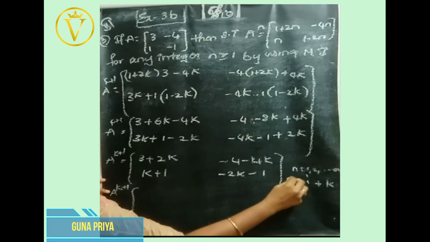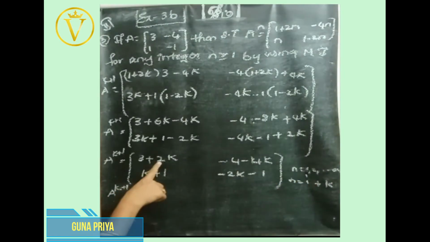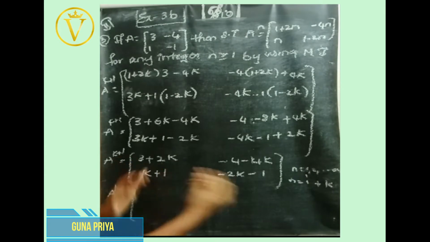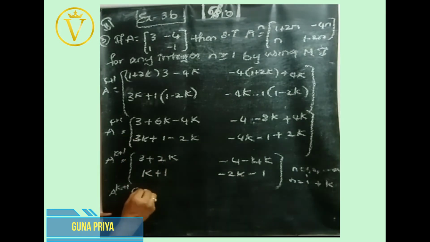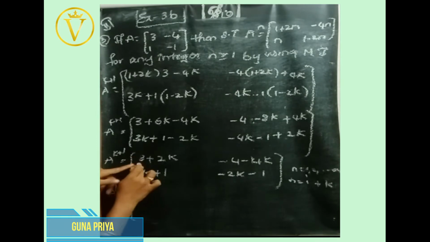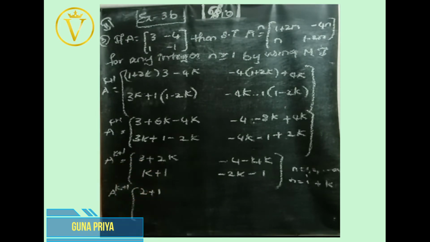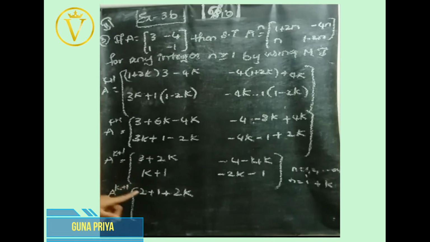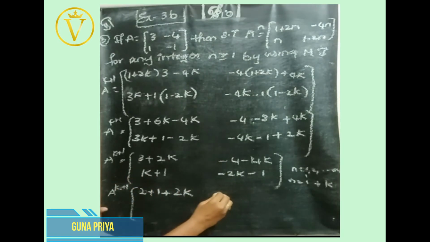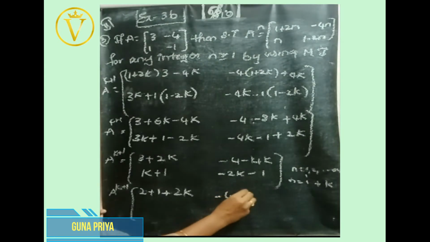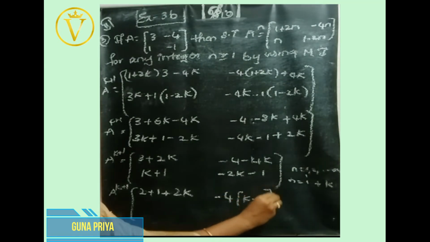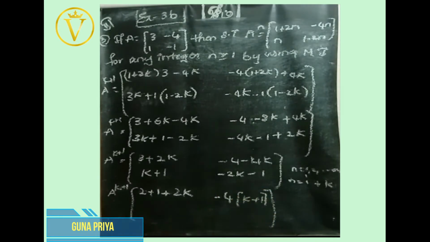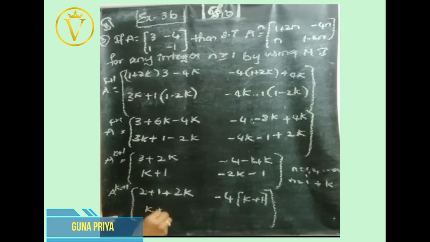So we have to get n equals 1 plus k. Here 2k is there. So to get 1 plus k, I will write 3 as 2 plus 1. Don't confuse it. So plus 2k. Now take minus 4 common. So we will get, sorry, k plus 1. Next, here already it is k plus 1.